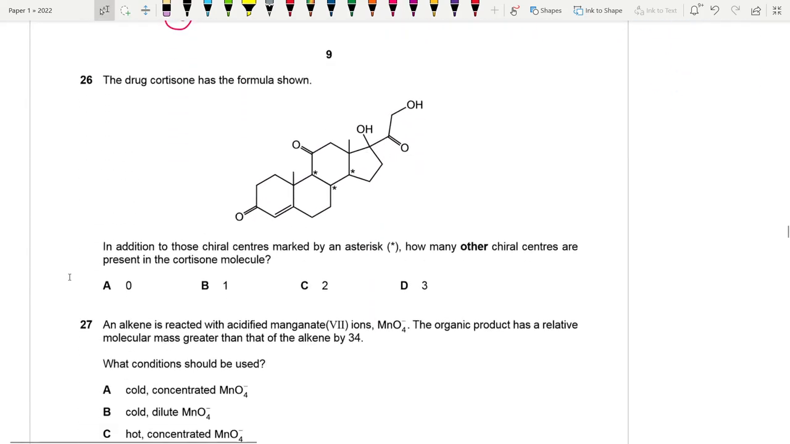26. So some kid was asking in the comment section, what do we do with molecules like cortisone? If you're watching this, shout out to you. So I'm going to show you what we do. The drug cortisone has the formula shown.